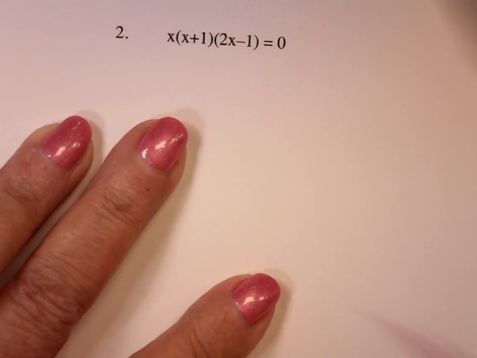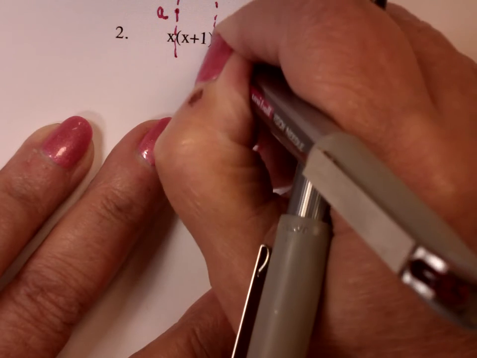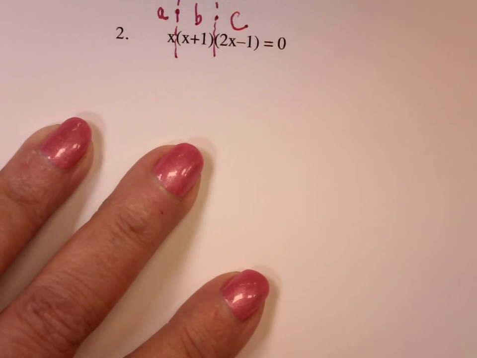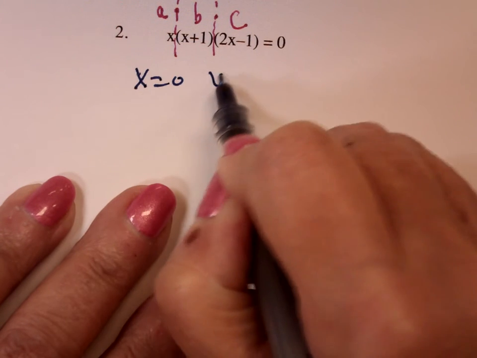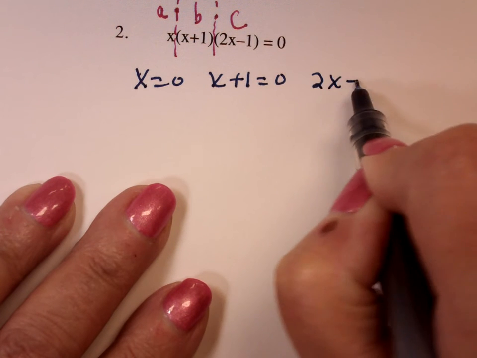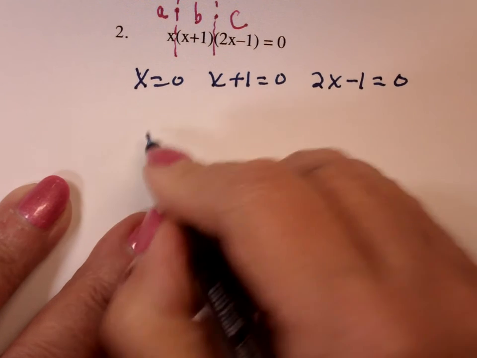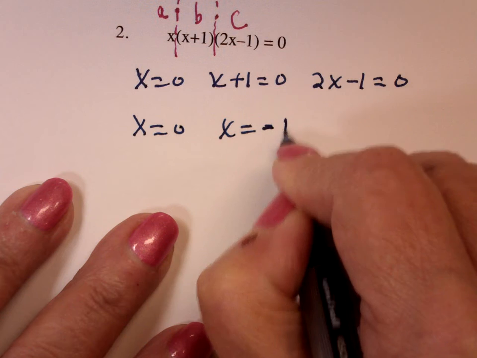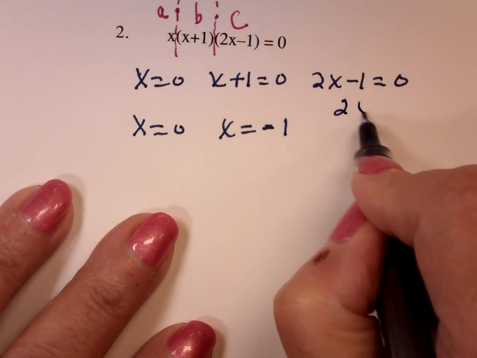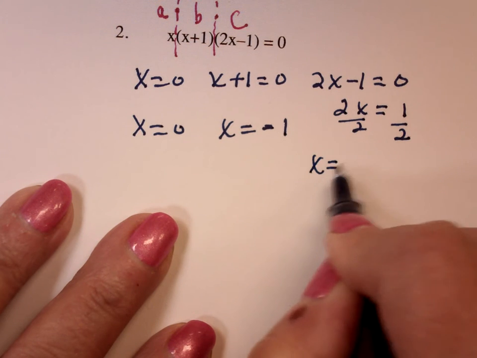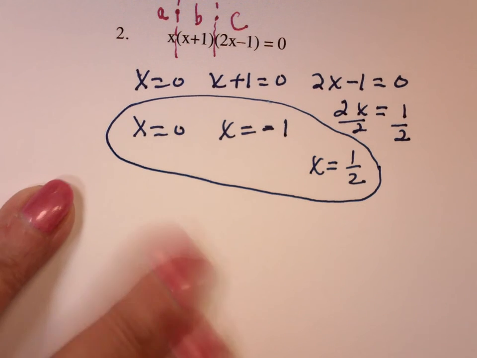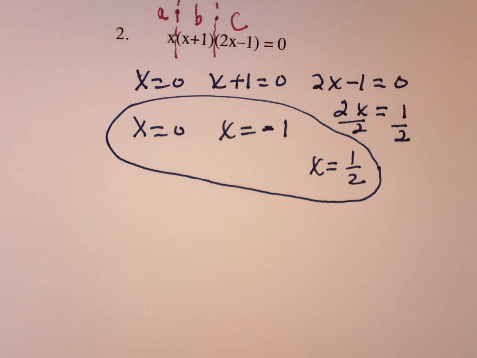Now here's three things. This is like saying a times b times c. I've got three things multiplied together. That says x equals 0, x plus 1 equals 0, or 2x minus 1 equals 0. This says x equals 0, x equals -1. Those two are easy. This says I need to add 1 to both sides, divide by 2, so x equals 1/2. By the way, the one you forget the most is x equals 0. That's the answer. And that's the answer. Those are the three values of x that would make that product 0.